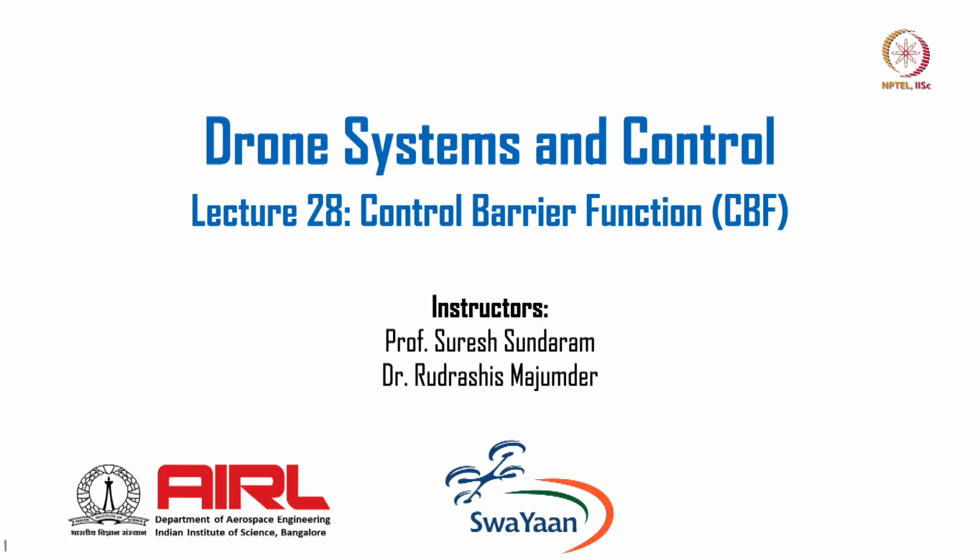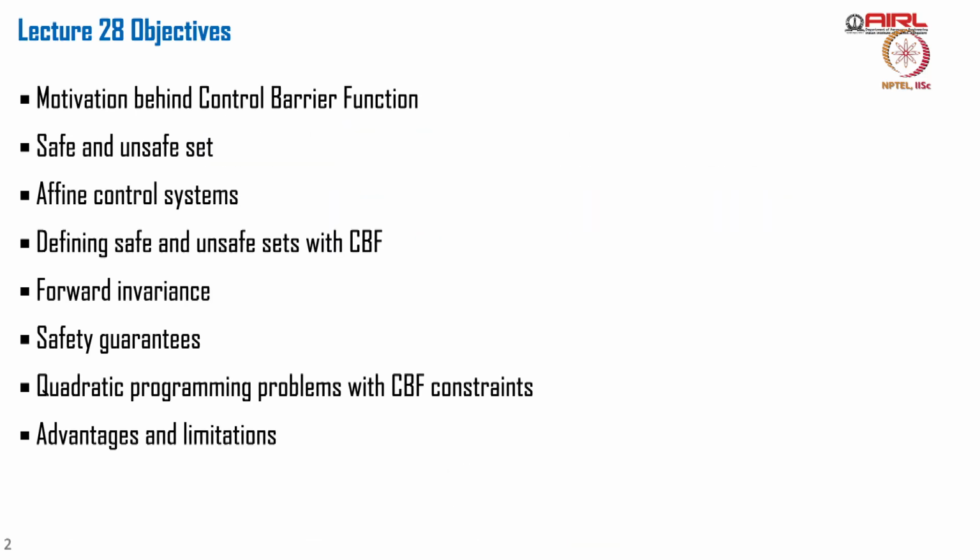Okay, so with this I'll start. First I will highlight the motivation behind control barrier function in this lecture. I'll define safe and unsafe set, which is very important, and from the perspective of a drone or any autonomous system, we'll understand what can be a safe system and what is an unsafe system. We'll talk about affine control systems. We will define safe and unsafe sets with the help of control barrier function. We'll talk about some mathematical concepts like forward invariance, class K functions. We'll talk about safety guarantees.